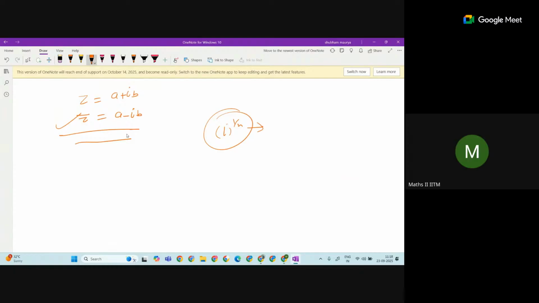Why did we start with complex numbers here? Because we will see the vector space of complex numbers also, Cn. So C2 also we'll see. We will discuss that. So let's start now with the vector space.